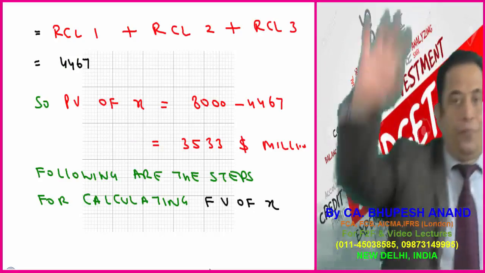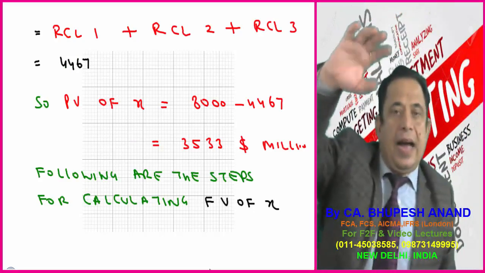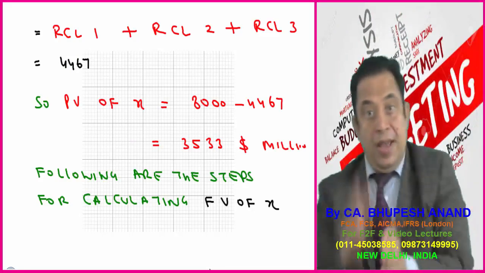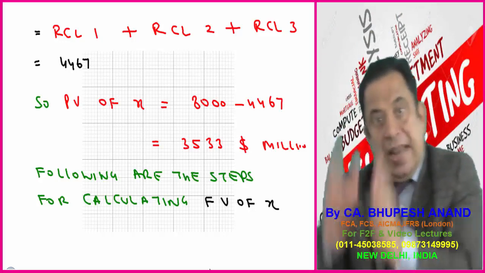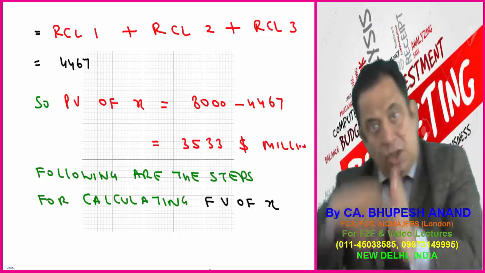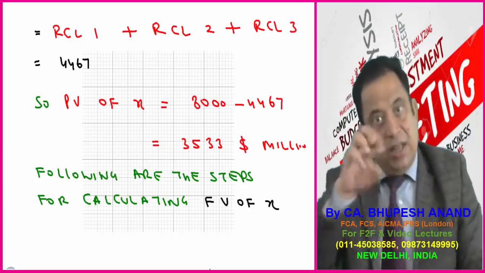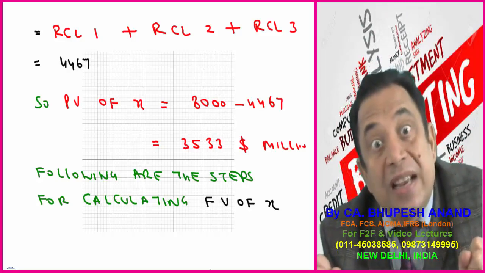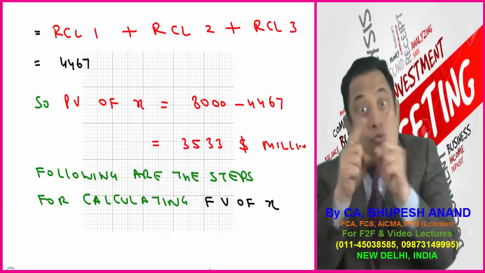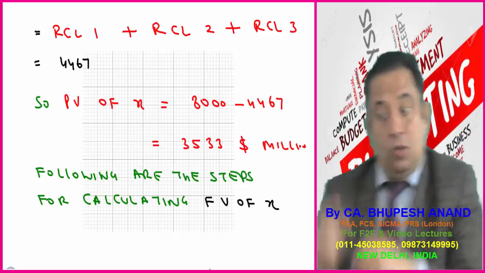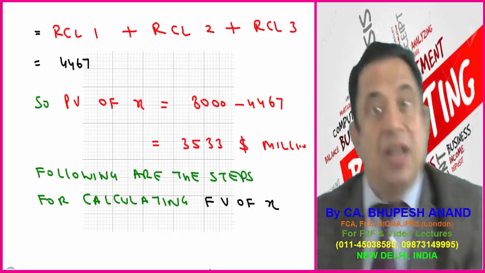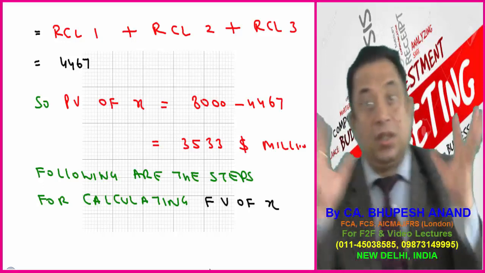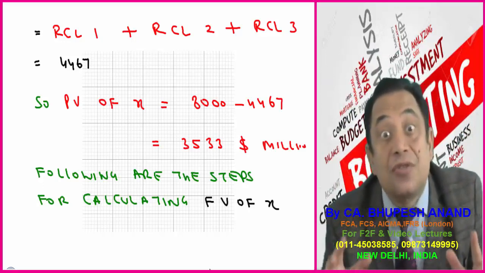So now I have calculated total of present value of cash inflow for first year plus cash inflow for third year plus cash inflow for fourth year. That comes to 4467, but it should be 8000 because NPV is given to me as 2000. So what will be the balancing figure? 8000 minus 4467, that comes to 3533. $3,533 million. This is the present value of cash flow 3.